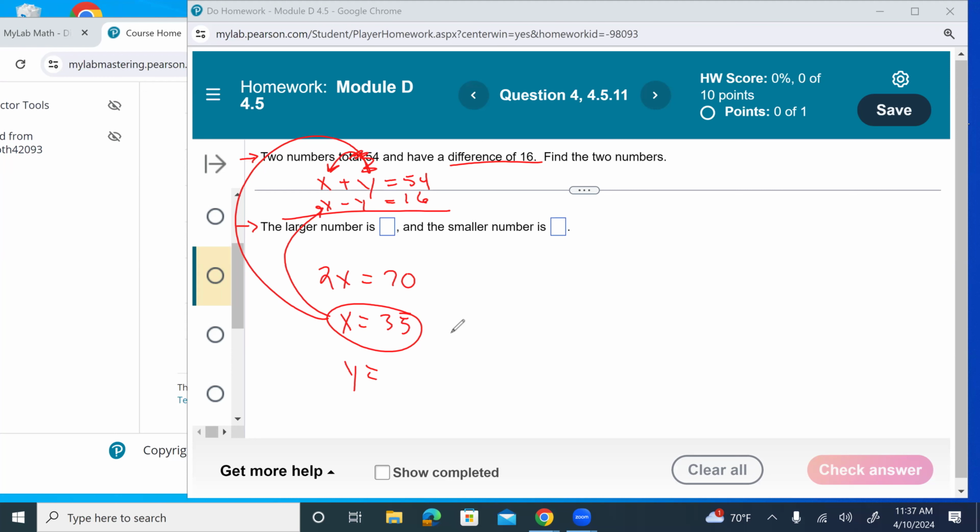I thought you were saying what Y was. Yeah, what is it? Is it not 89? No, because it'd be subtracting. How much? 19. Okay, so the larger number is 35, the smaller number is 19. And you could check, and you should. Do they add up to 54 and do they subtract to 16?